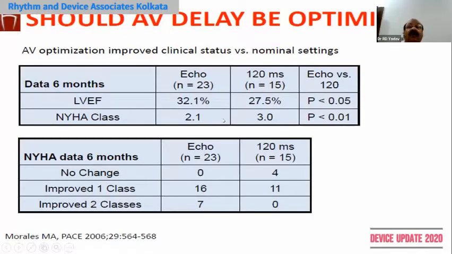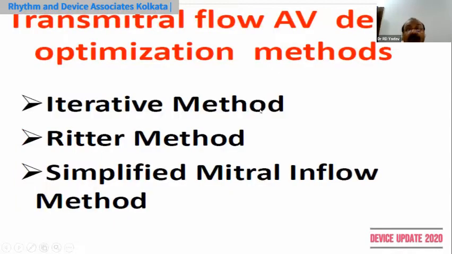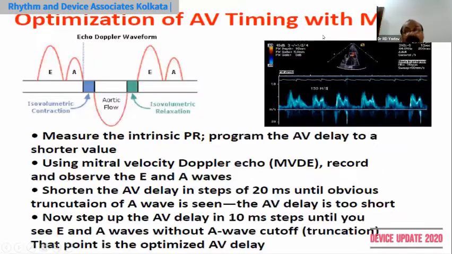And now the different methods, the echo method, as I told you, I will go one by one. One is the mitral valve Doppler echo method, where you shorten the AV delay in steps of 20 milliseconds until truncation of the A wave is seen, and then that AV delay is too short. Once truncation is seen, now increase the AV delay by 10 milliseconds till the truncation is cut off. Means there is no truncation. That is the optimal AV delay.